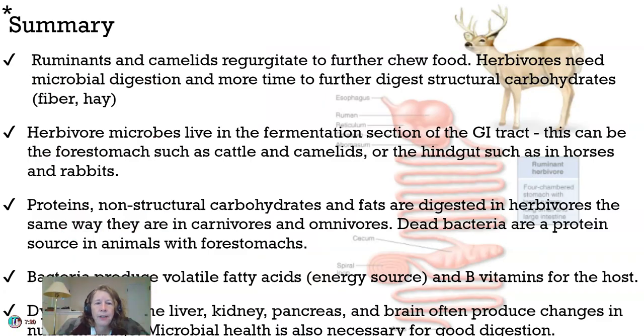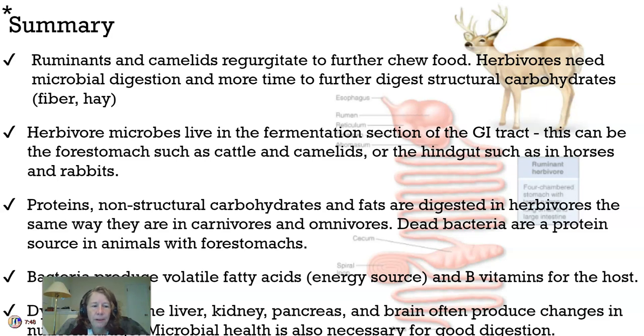And a summary slide for you, remembering that ruminants and camelids regurgitate to chew their food, and that they've modified the GI tract to have more time to further digest the structural carbohydrates. And they need those microbes. Where the microbes live varies by species. It could be in the forestomach or the hindgut or in the cecum. But they do digest their cereals, proteins, and fats the same way as the carnivores and omnivores, despite a slight change in the protein sources across species.